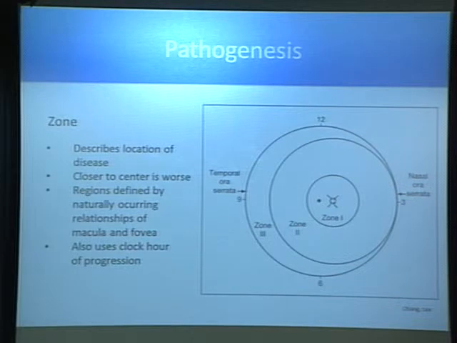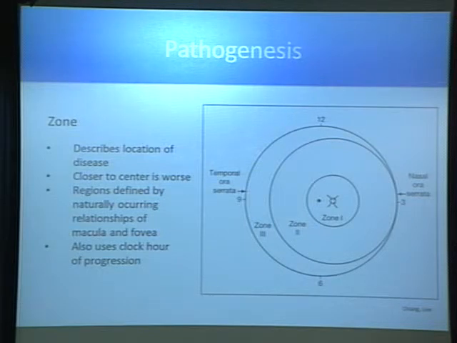We also describe this by the clock hour that you observe it in. So you can look at the eye as being a clock face, and they've got the 3, 6, 9, 12 on there. So you can say that you have different clock sections that have disease, and then that comes into the way that the disease is graded on severity.